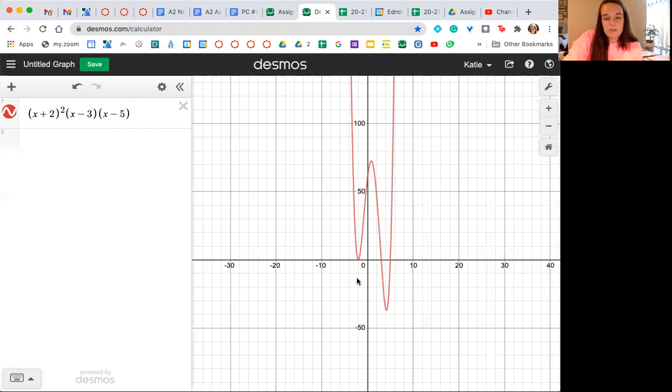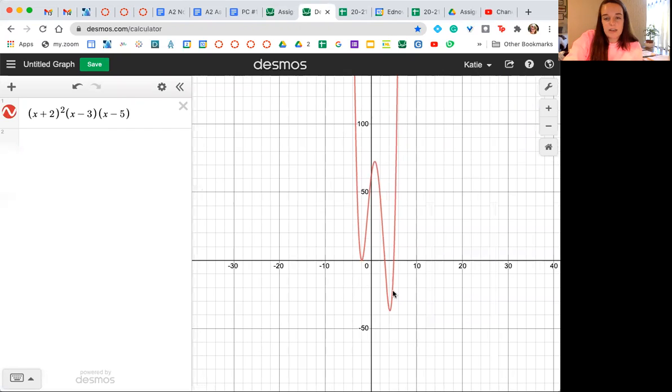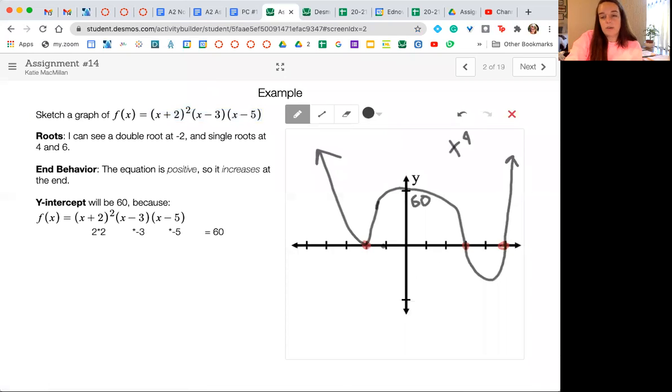So we can see sort of that same idea here, right? It's going down through 5, coming up through 3. It's hitting the y-axis at 60 and double rooting at -3. So you can see we had to adjust our axes a little bit in order to be able to see it, but you can see all of those critical points. And the critical points are what I'm looking for in your sketches. So you can use that as an example.